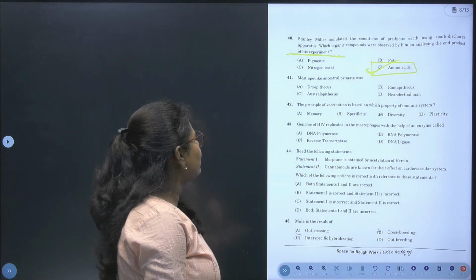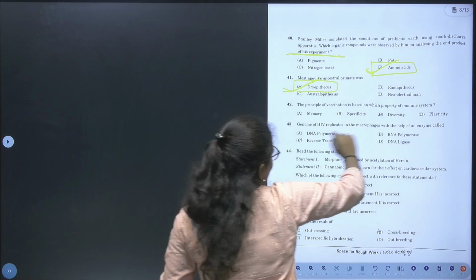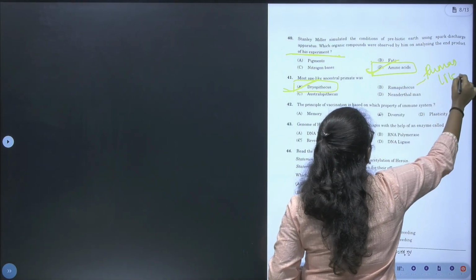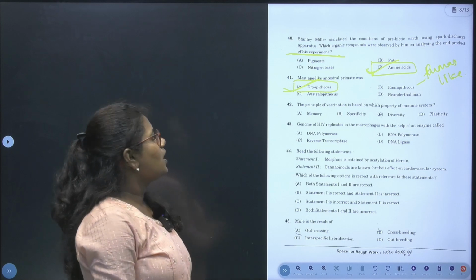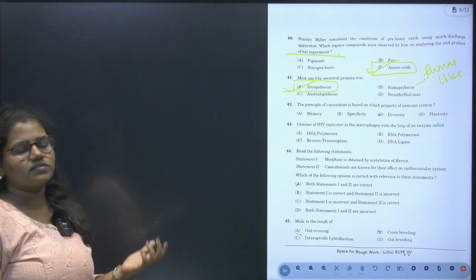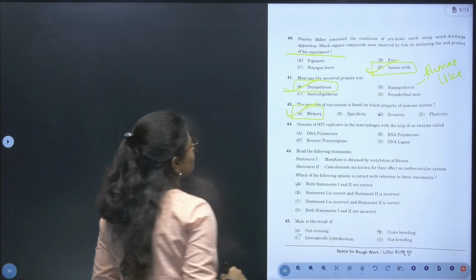Next, most ape-like ancestral primate. So it was Dryopithecus. Ramapithecus was more human-like. Next, the principle of vaccination is based on which property of immune system? Memory, specificity, diversity and plasticity. So it is direct, it was based on the principle of the memory.